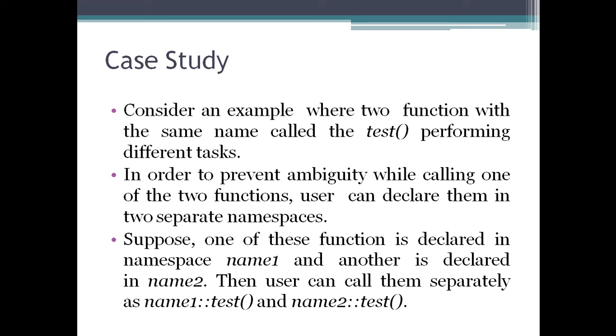For example, if the user wants to access the test defined in name2, then the user has to specify the syntax name2, scope resolution operator, test, and then specifically the test defined in namespace 2 is accessed. Similarly, if the user wants to access the test defined in namespace 1, then the user has to specify the syntax name1, scope resolution operator, test. So that gives the exact syntax to be used, and this is just an overview of the case study of how the namespace can be implemented.